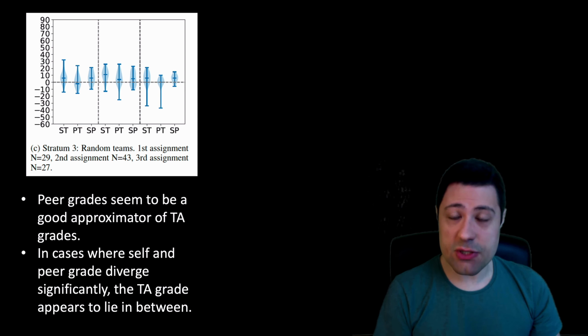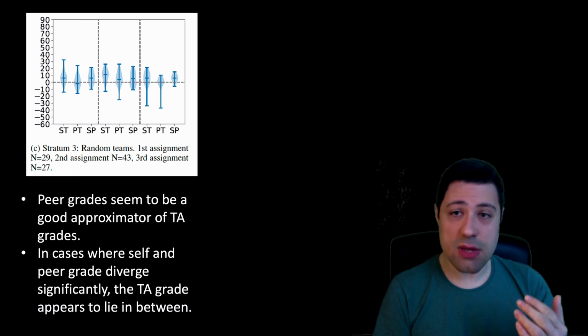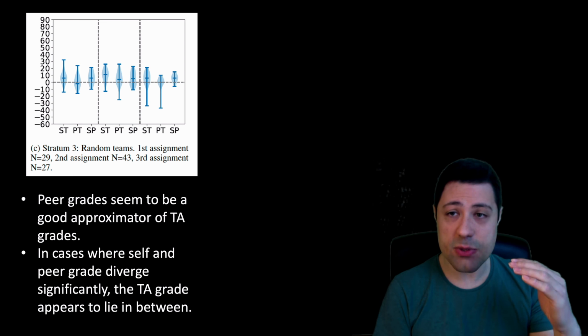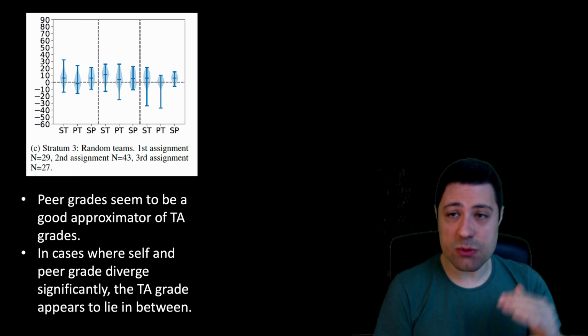And a second observation that we make is that in cases where the self grade and the peer grade diverge significantly, the TA grade lay in between. So students gave themselves a very high grade, peers gave this team a lower grade, and the TA grade was in between.